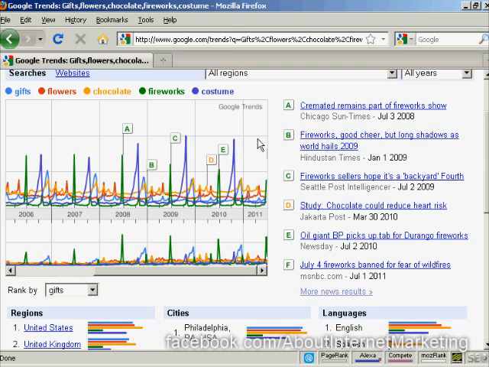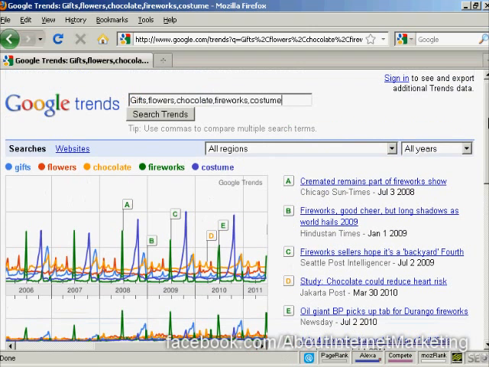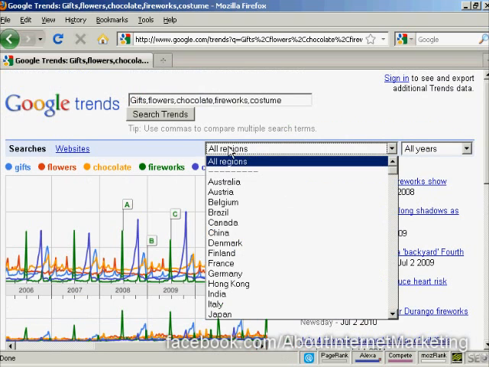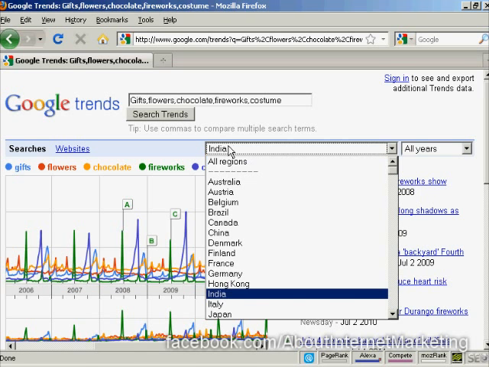But you can also use this to analyze trends and show where your product or service might be better aimed at a specific place at specific times of the year. Now, let's say we change this. Let's say I look at the search volumes for India, for example.